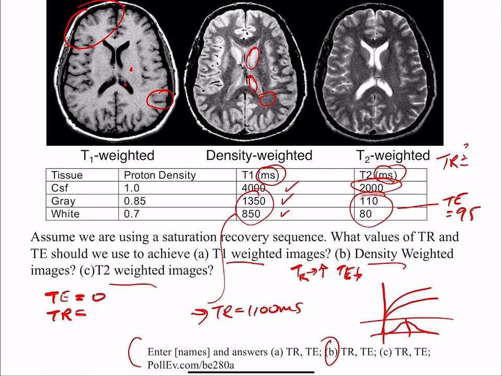And the TR here would probably be 12 seconds. This is milliseconds. Obviously there's some leeway in what you pick, but that would certainly be a very reasonable choice of TR and TE to get these image contrasts.